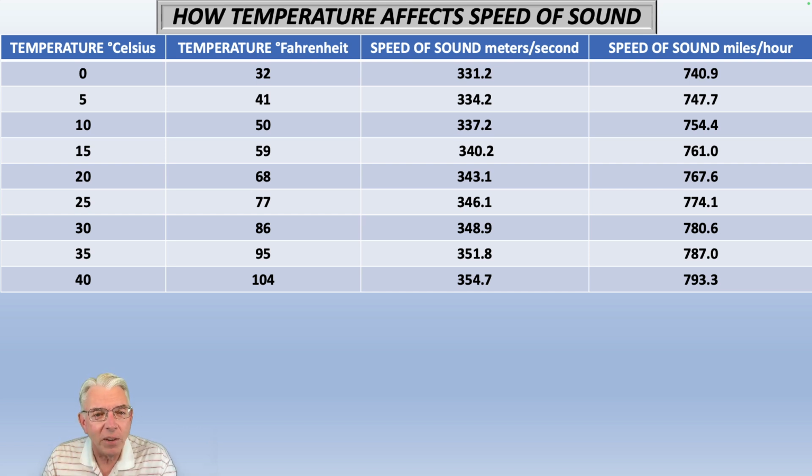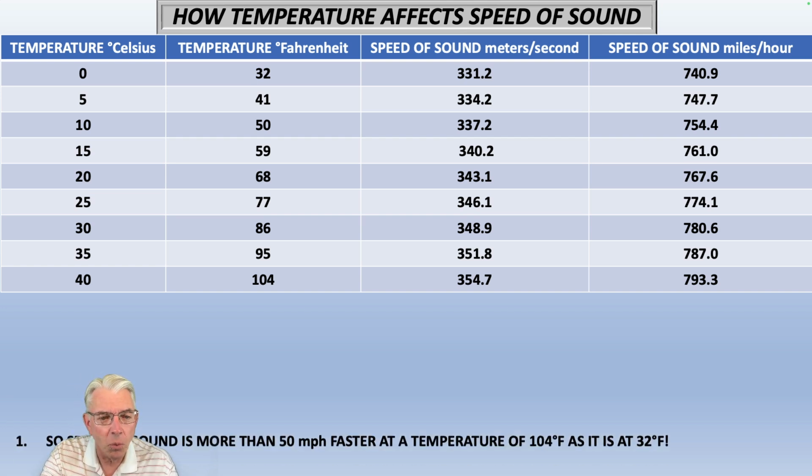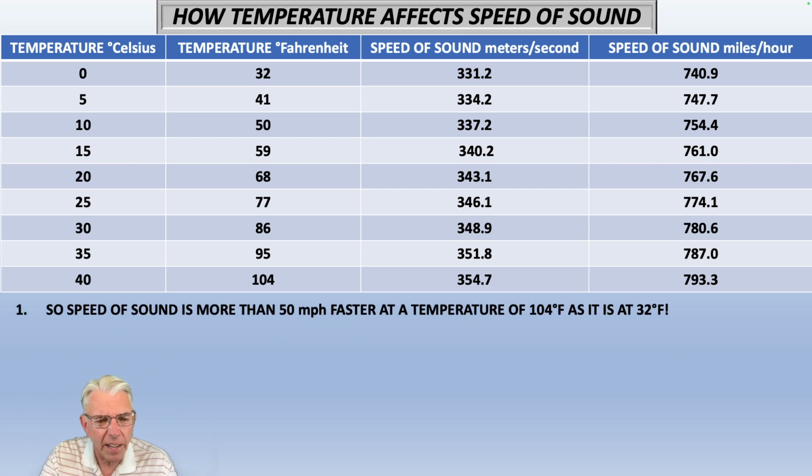Okay, so anyway, we have temperature Celsius, temperature Fahrenheit, and then the speed of sound in meters per second and the conversion to miles per hour. At 32 degrees Fahrenheit, the speed of sound is 740.9 miles per hour, and at 40 degrees Celsius, which is 104 Fahrenheit, it is 793.3. I'm going to take myself out of the picture because I'm blocking some of this text. So the speed of sound is more than 50 miles an hour faster at a temperature of 104 as opposed to a temperature of 32.